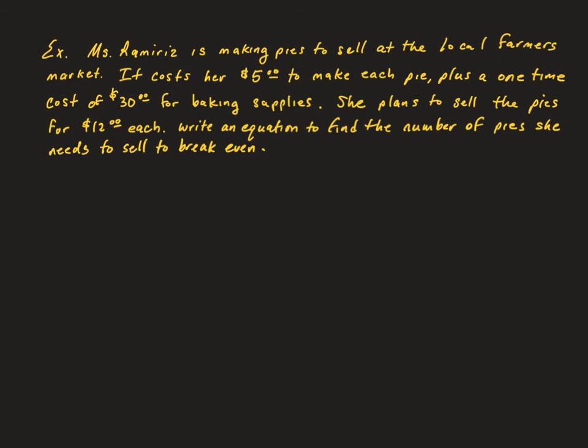And then it wouldn't be algebra without a word problem. What we're going to do is take this word problem, put it into a mathematical expression or equation, and see how we can simplify it. Here it says, Miss Ramirez is making pies to sell at the local farmer's market. It costs her $5 to make each pie plus a one-time cost of $30 for baking supplies. She plans to sell the pies for $12 each.